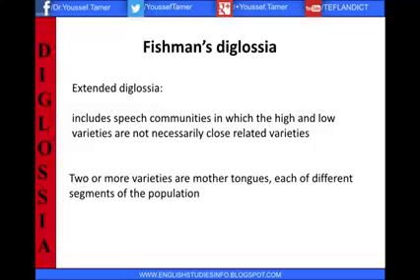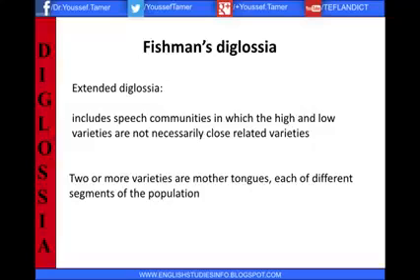But according to Fishman, there are some speech communities where there is a high variety and a low variety. The high variety is used only in formal contexts, the low variety only in informal contexts. But the two varieties, the high and the low, have different sources. They are different in terms of structure, systems, and grammar. They don't come from the same source. So it includes speech communities in which the high and the low varieties are not necessarily closely related varieties. You can even sometimes have different languages.